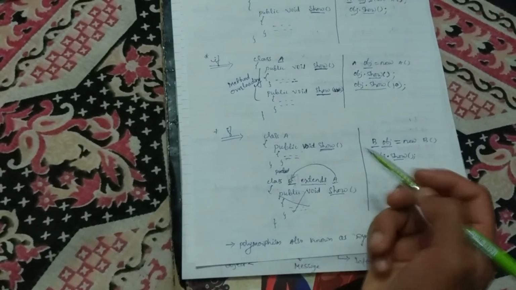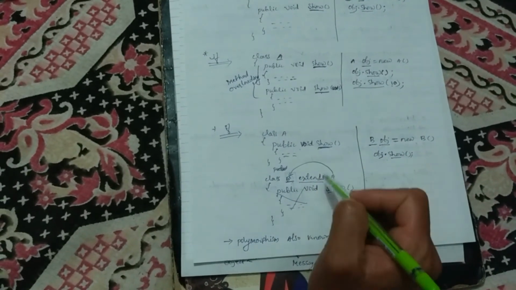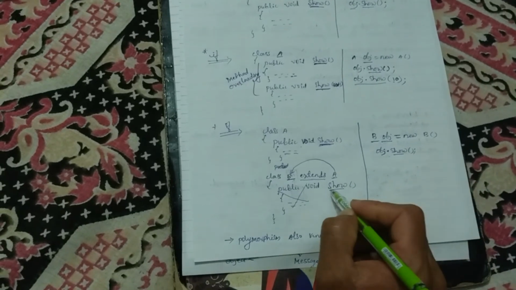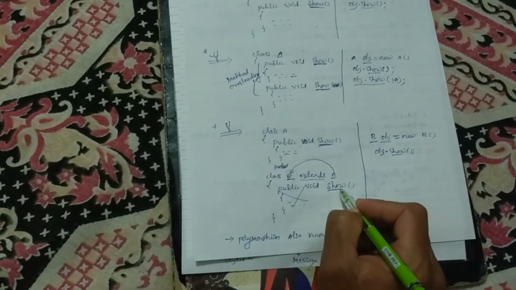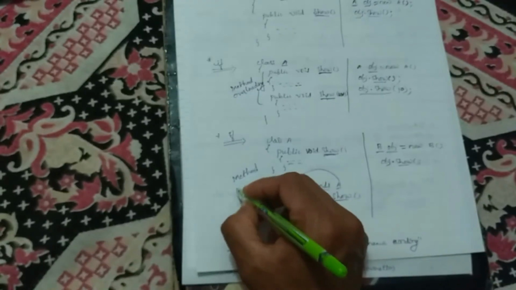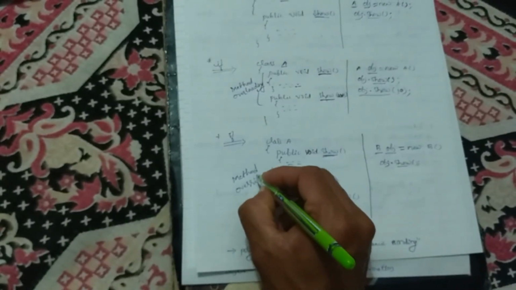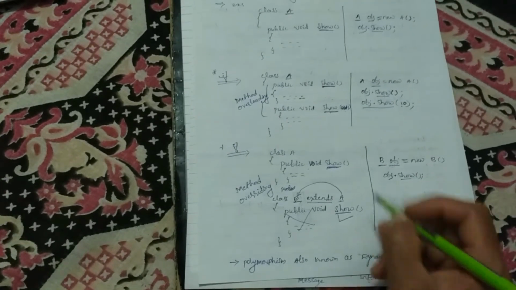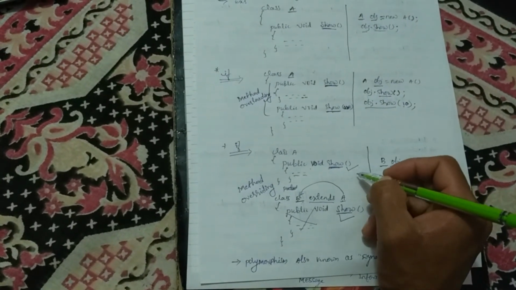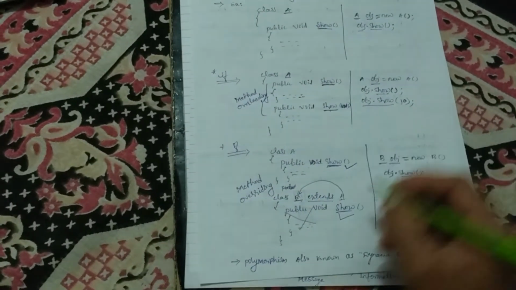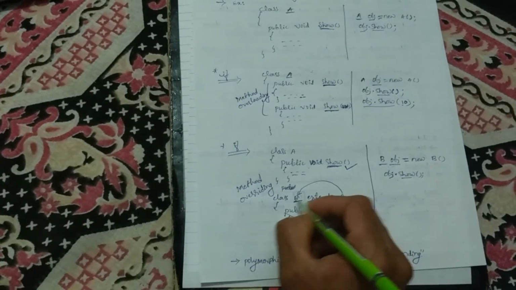That is what having the same method in different classes is, which is method overriding. Assume that this show method is present in class A, and this show method is present in class B.